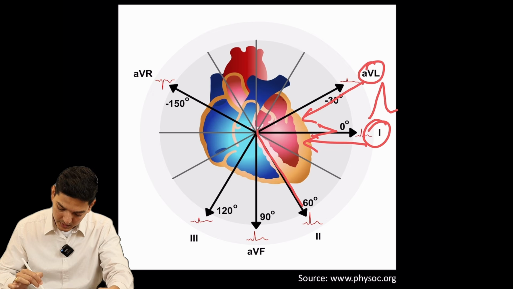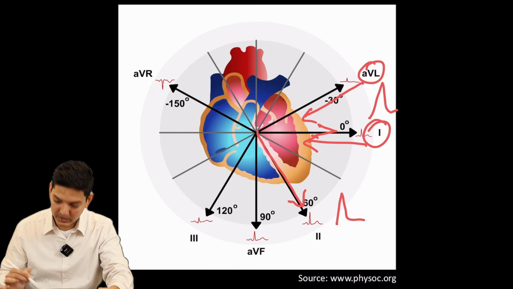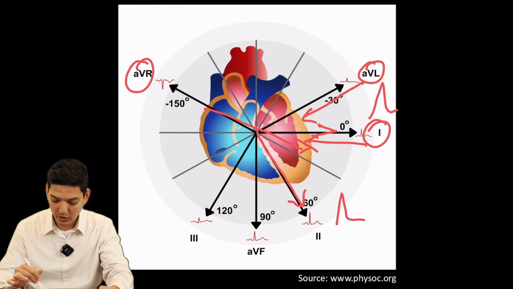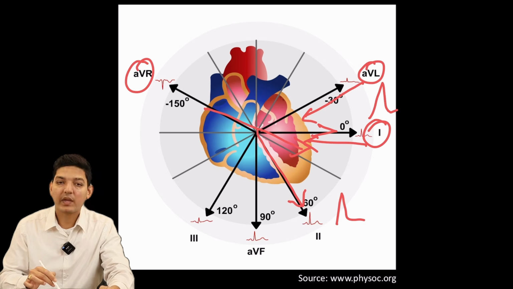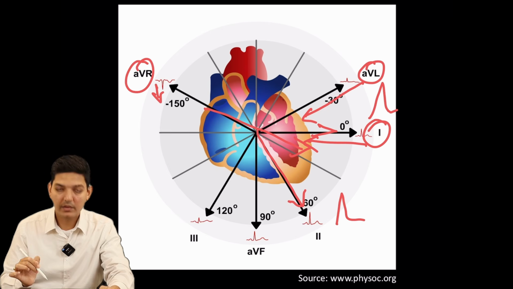Whenever the wave is going towards lead 2, lead 2 will have a positive deflection. And because the majority of the time the vectors are going away from AVR in this direction, I'll draw the trajectory in a while, AVR will always have a negative deflection.